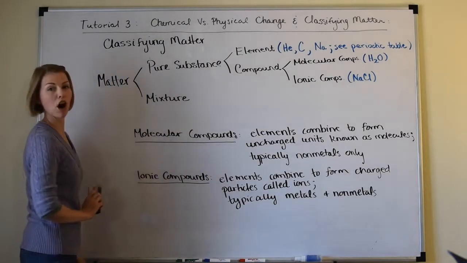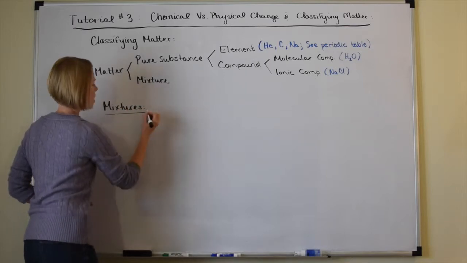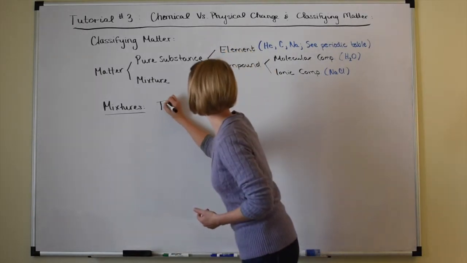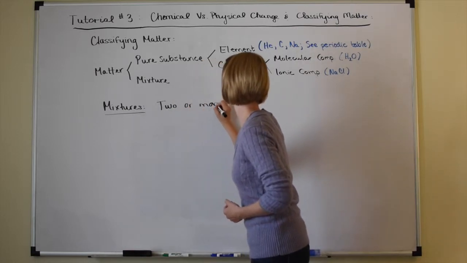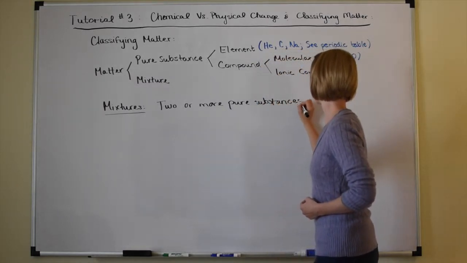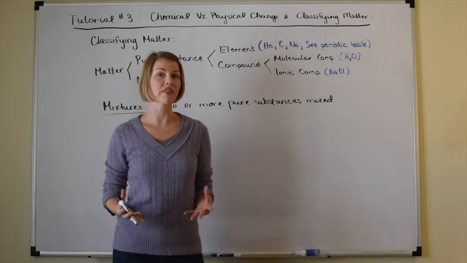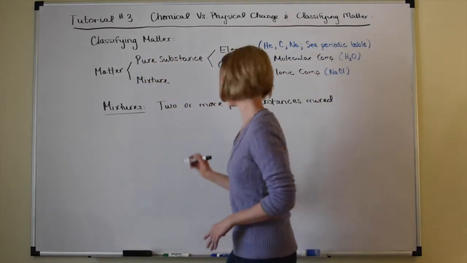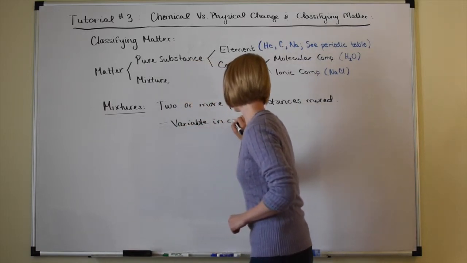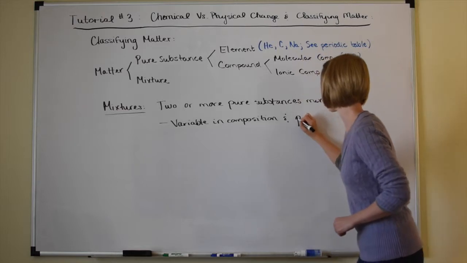Okay, I'm going to erase all of this about compounds. Mixtures form when two or more pure substances are mixed together. So I'm going to write here two or more pure substances mixed. And mixtures are variable in their compositions and their properties. So very important note here, variable in composition and in their properties.